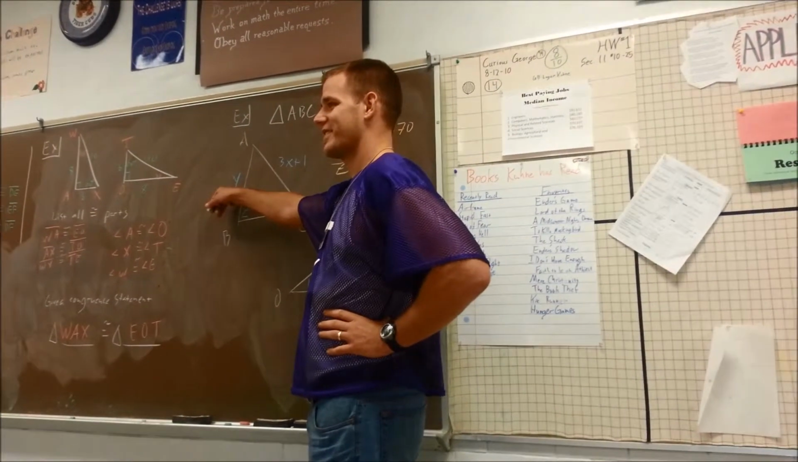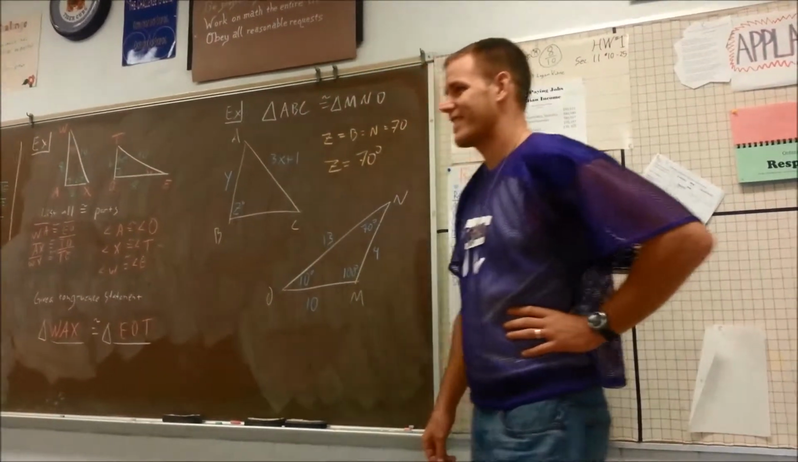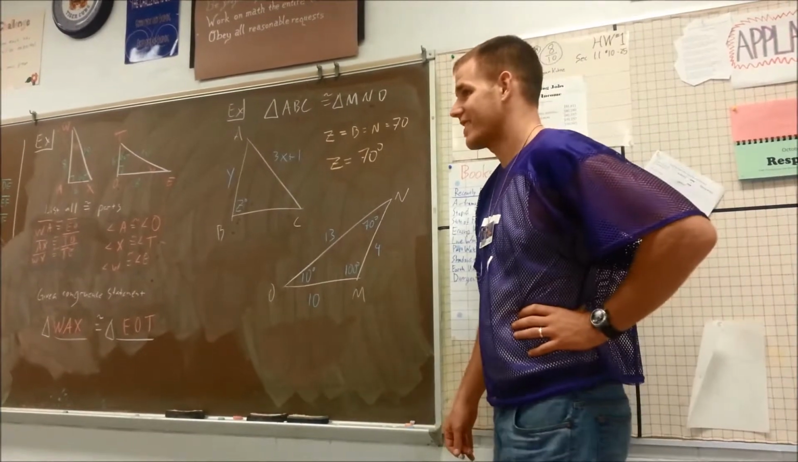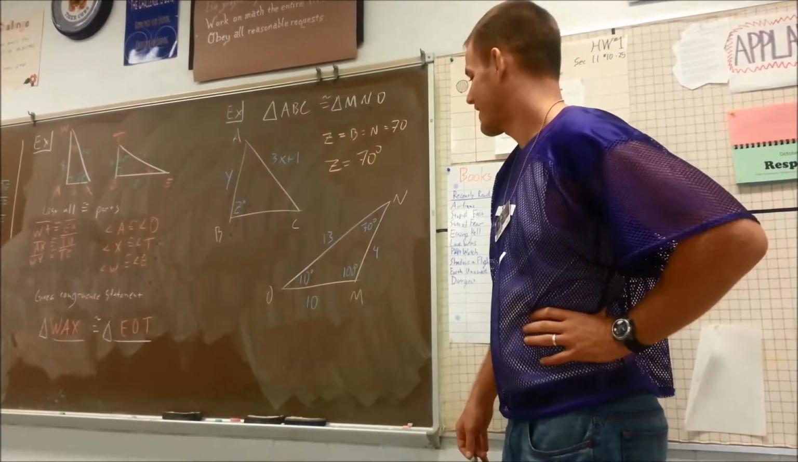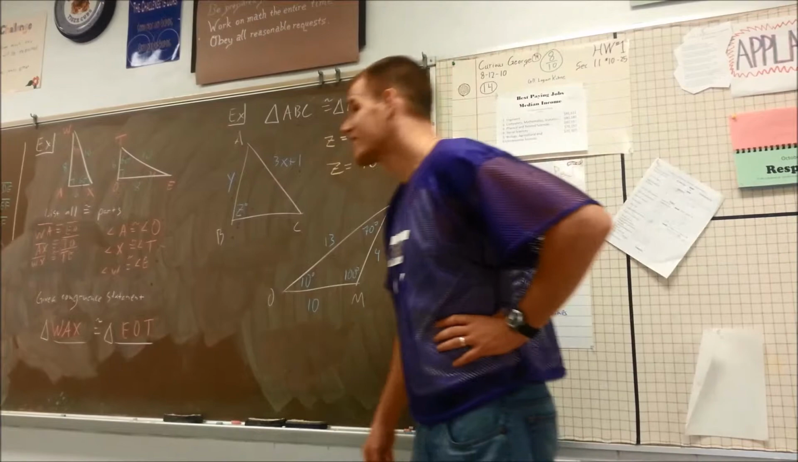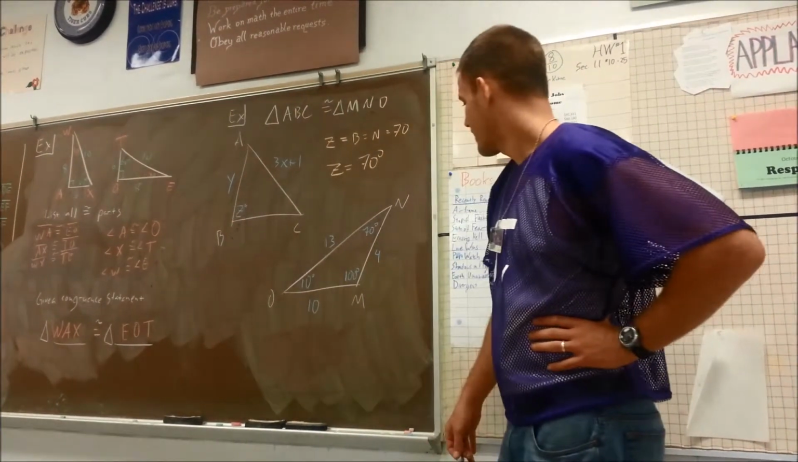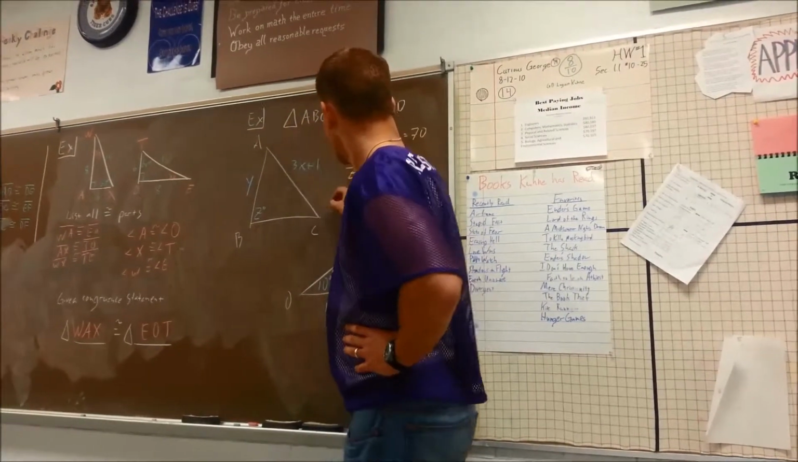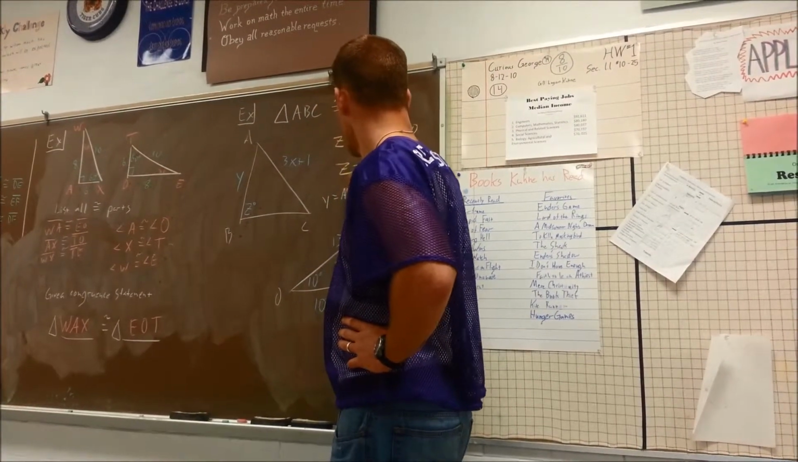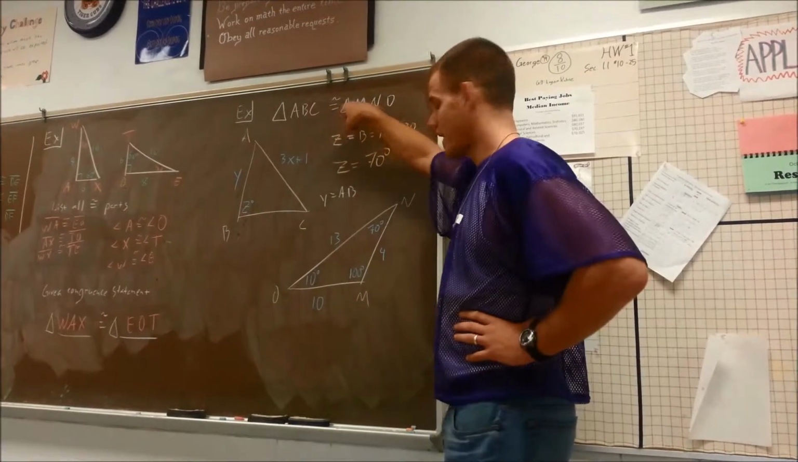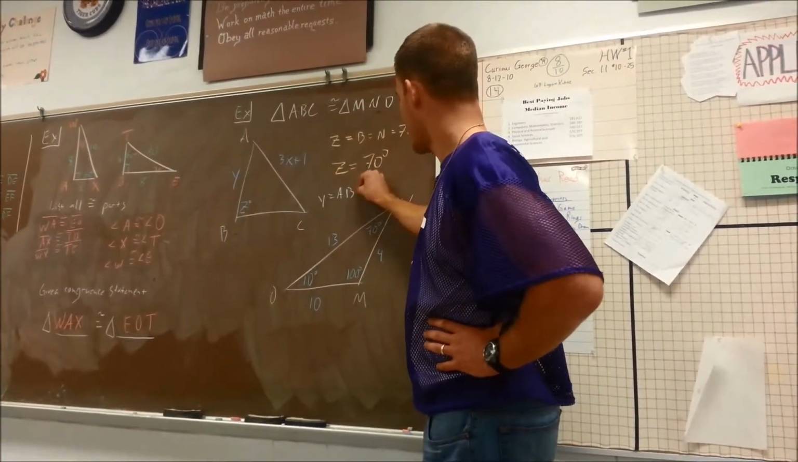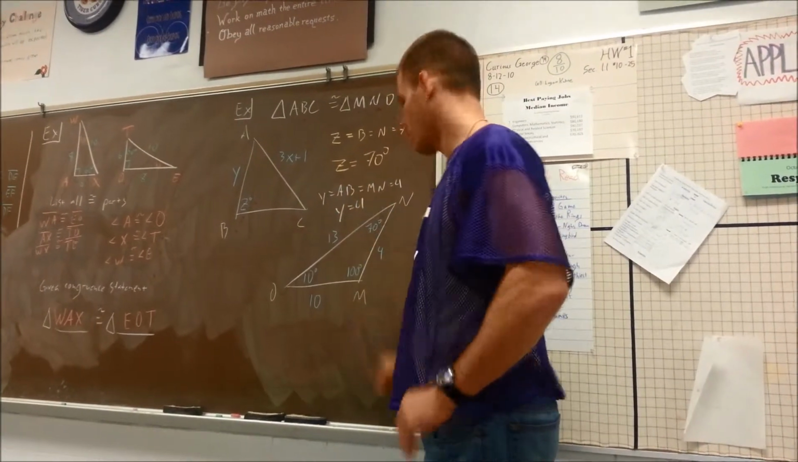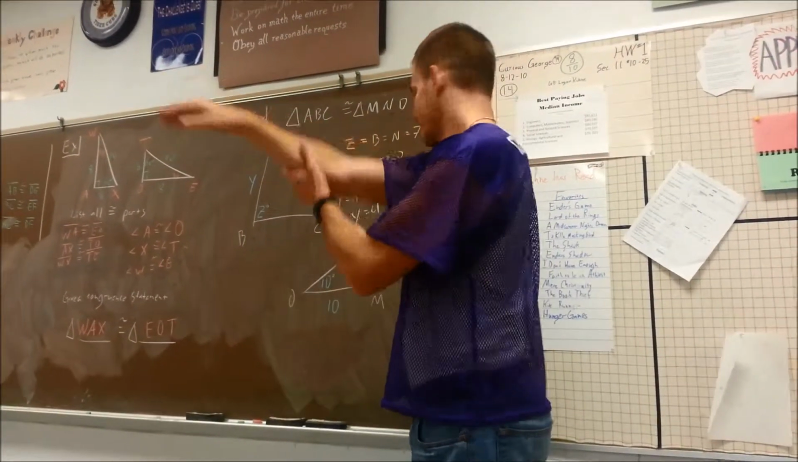How much is Y? 4? Let's see here. Y is the same as AB. AB is the same as MN, which is the same as 4. So by the transitive property, Y equals 4. You rocked it.